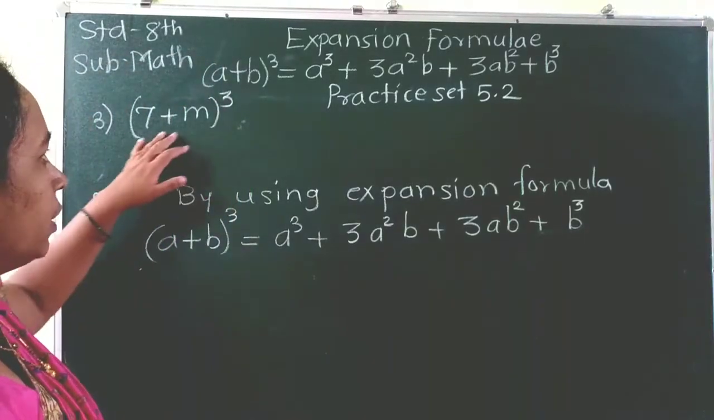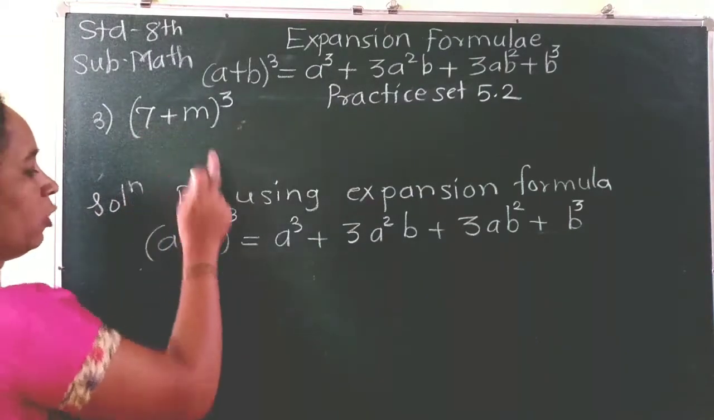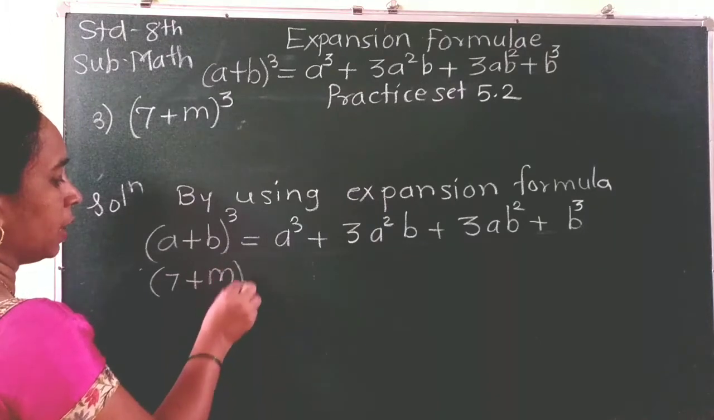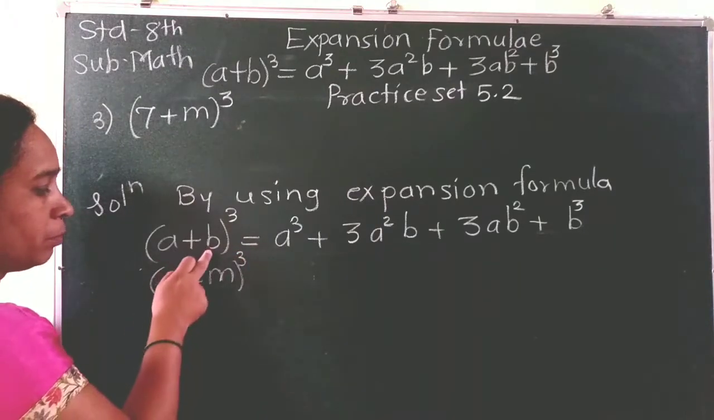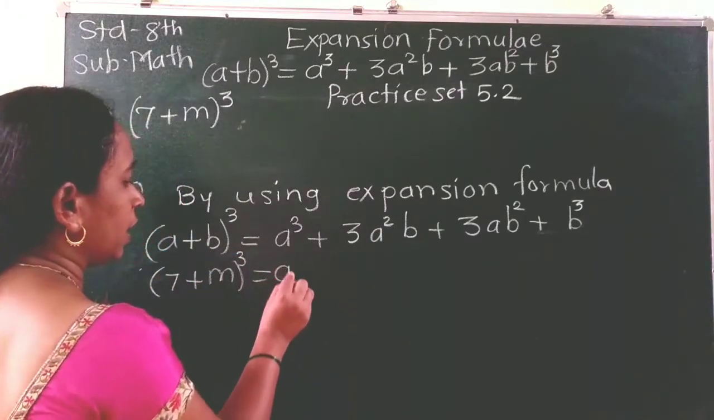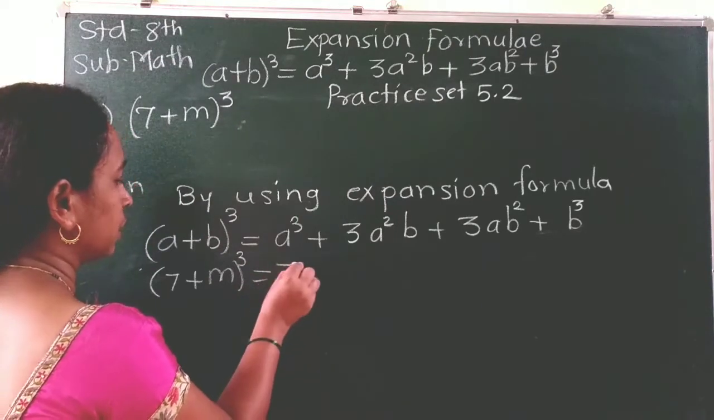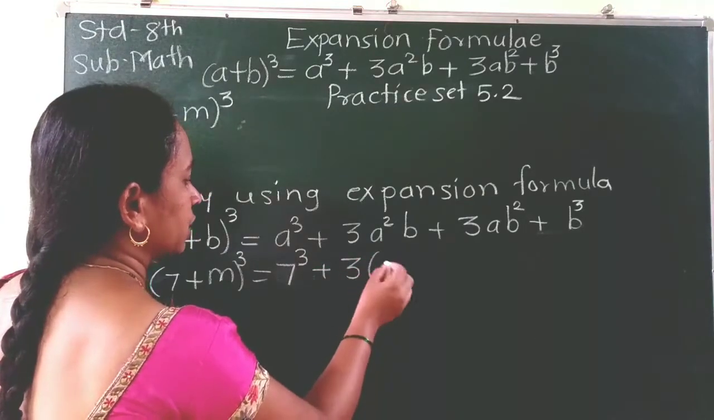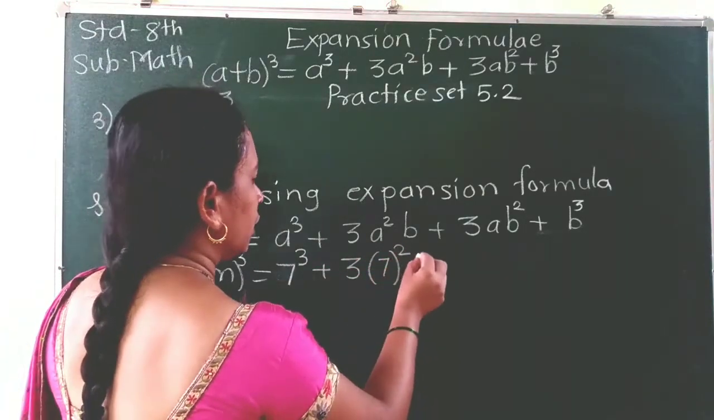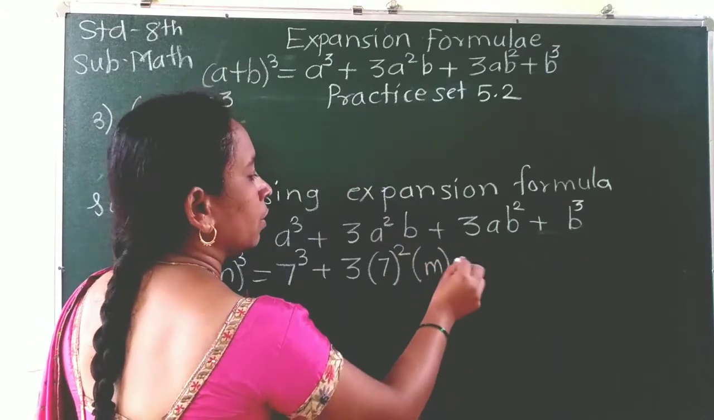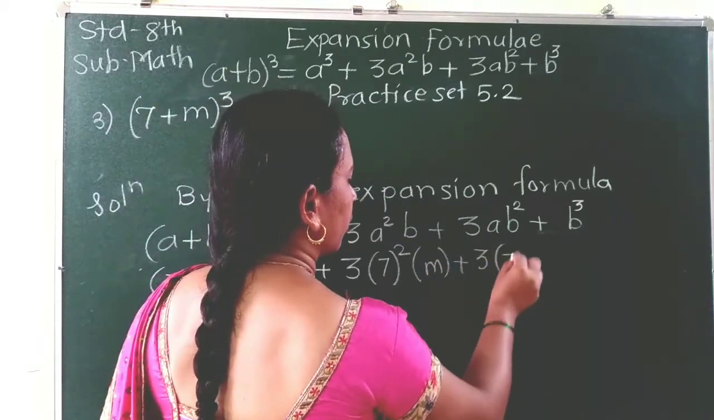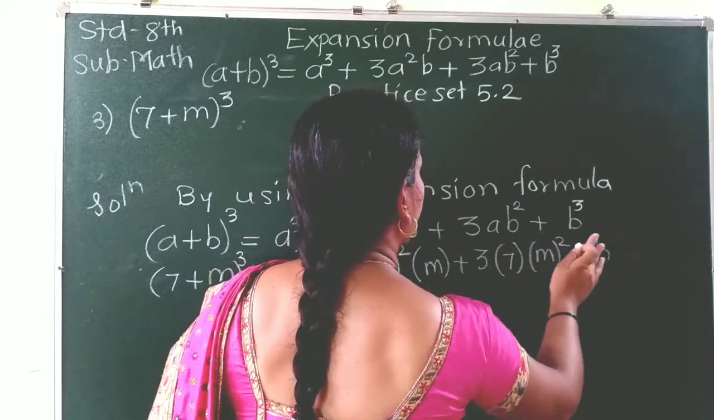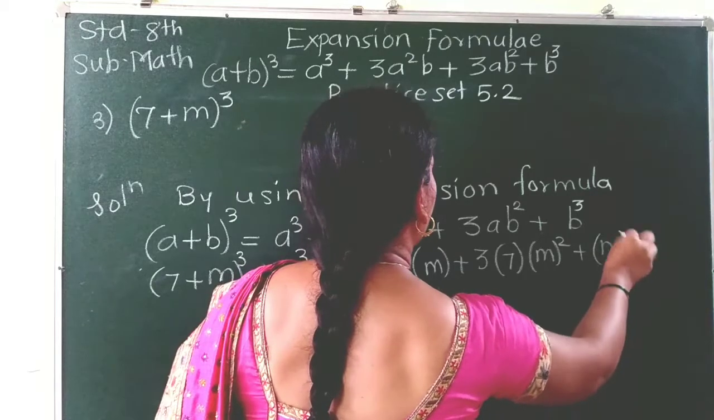Third example, (7 plus m) bracket cube. Again a binomial, I will use this formula. So (7 plus m) cube. a's value is 7, b's value is m. So here a cube means I have to replace it with 7 cube, plus 3 into a's value 7 square into b which is m, plus 3 into 7 into m square, plus b cube. b cube is m's value, that means m cube.